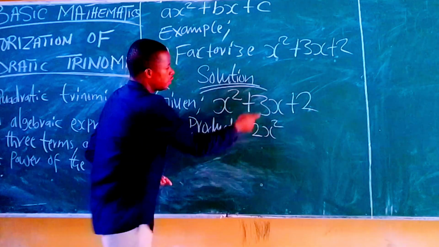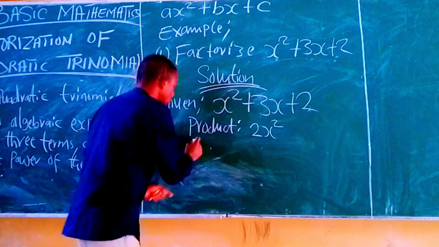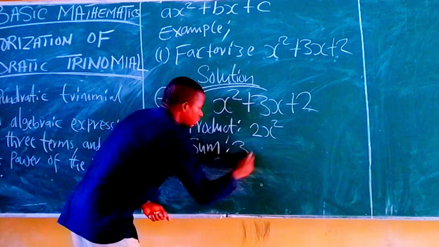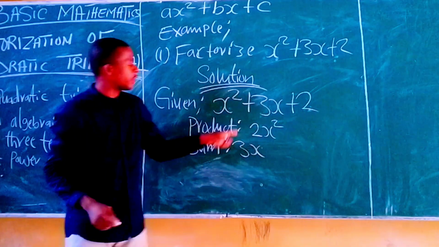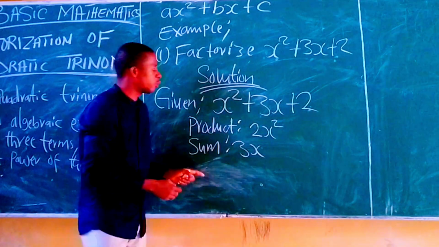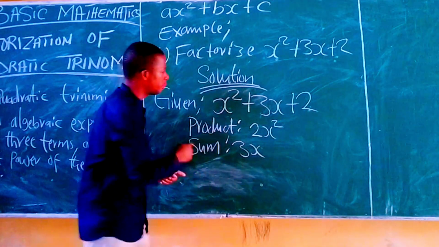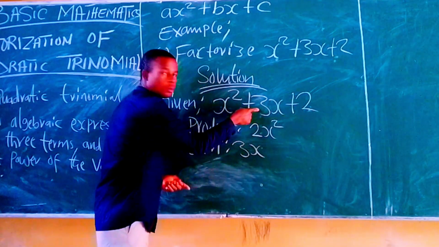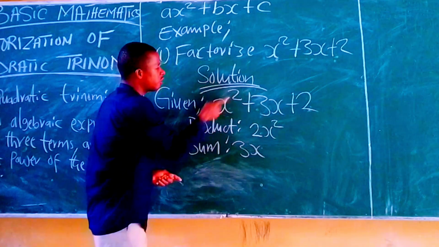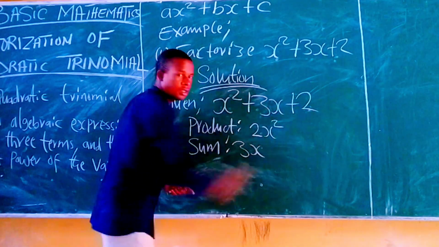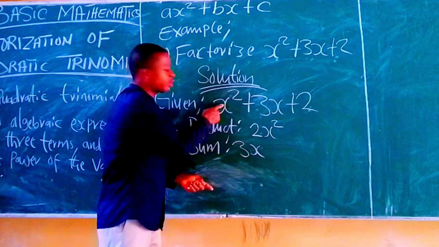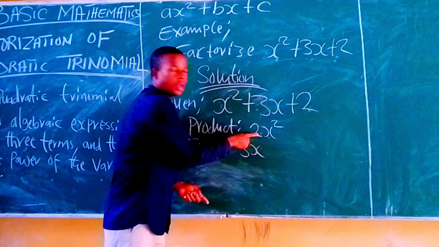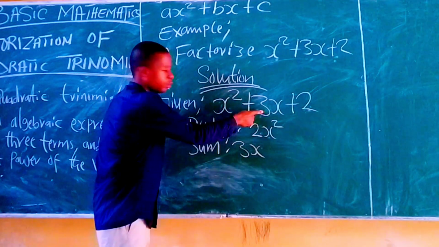Now the sum is the one that is in the middle. The second term is the sum, which is 3x. Now, what's going to factorize this? You are going to look at 2 numbers that, when you multiply, give us the product, and when you add them together, give us the sum. If you look at this expression, x squared plus 3x plus 2, our product is the first term times the last term, which gives us 2x squared. Our sum is the middle one, which is 3x.